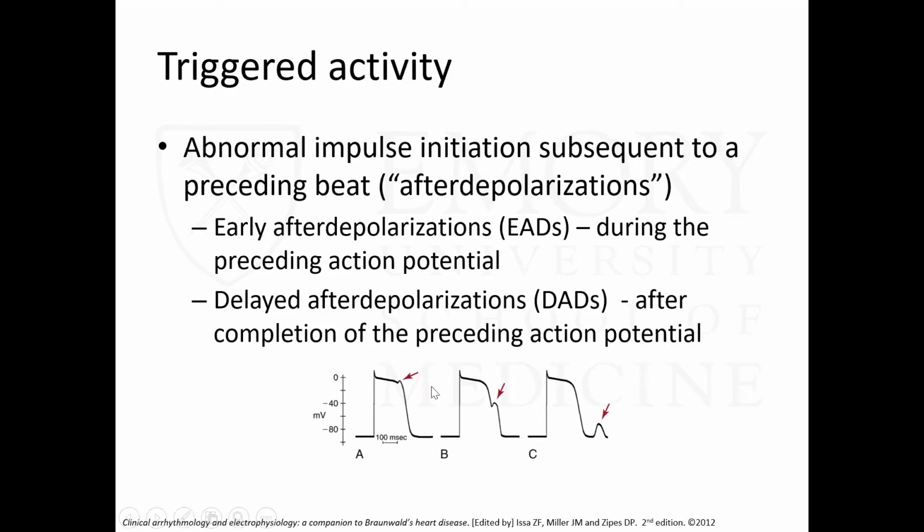But early after depolarizations are these little blips that occur during the preceding action potential. So here's an action potential here, and this little blip of calcium release here that occurs before the end of the action potential can initiate another wavefront, and this is known as an early after depolarization. You can also have delayed after depolarizations, and this is a little blip of calcium release here within the cell that occurs after the end of the action potential duration, and this is a delayed after depolarization.